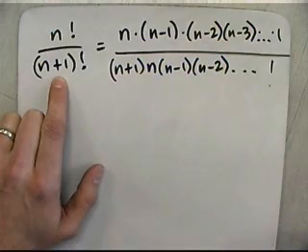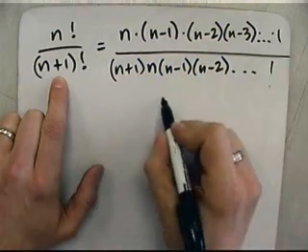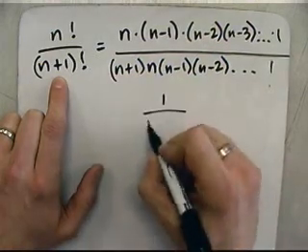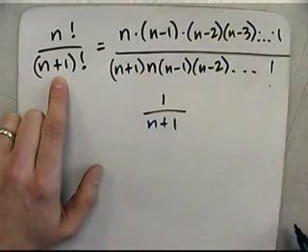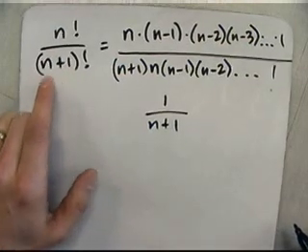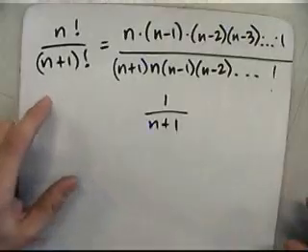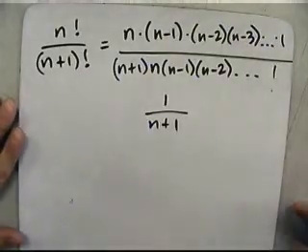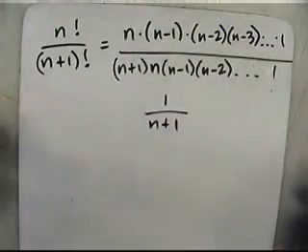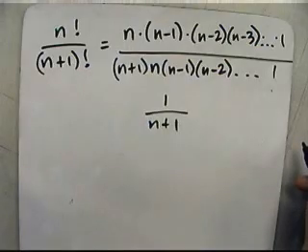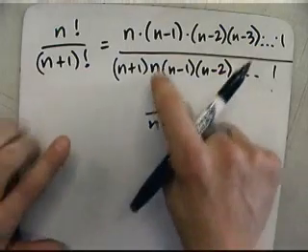Okay, so a lot of canceling going on. So what does this cancel to? 1 over n plus 1. Okay, so that simplifies to 1 over n plus 1. Okay, so that's not too bad. We got a lot of canceling going on here. Let's get the n in the middle. Is that not supposed to be there? No, that should be there.